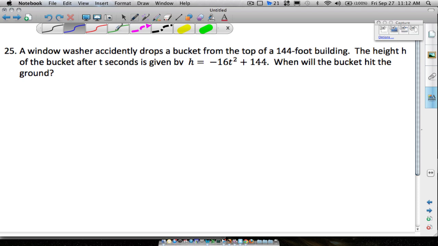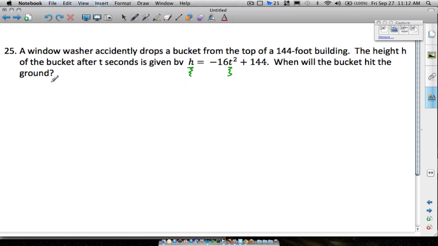Now I'm going to take a different approach to solve this one. Since we have two terms and there's only one type of t floating around, it's just a t squared. Notice there's not just a plain old t floating around. h represents the height of the bucket. t represents how many seconds after the guy dropped it. So when will the bucket hit the ground?